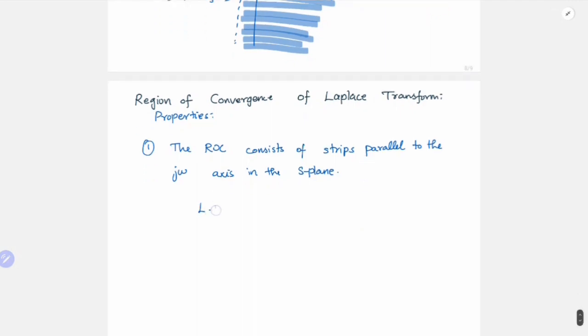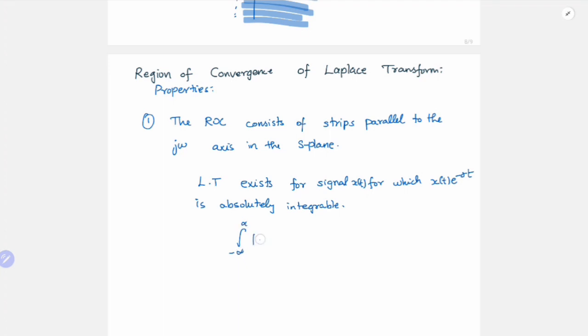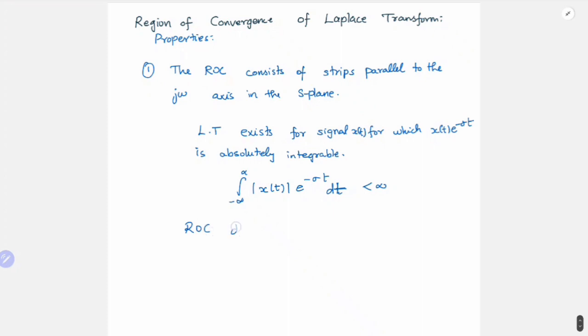Or we can also say the Laplace transform exists for a signal x of t for which x of t e power minus sigma t is absolutely integrable. So we have this condition: e power minus sigma t is always positive, so we can take it outside the absolute value. This should be finite. So property 1 states that the ROC depends only on the real part of s.